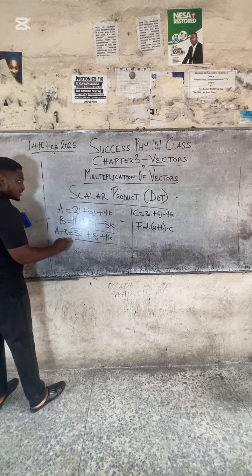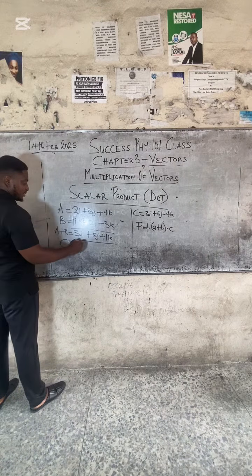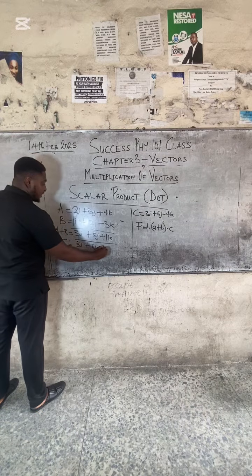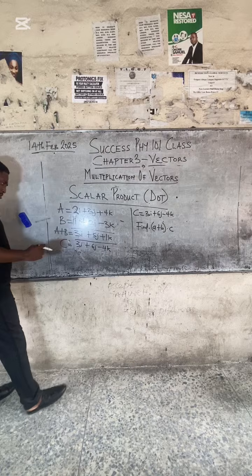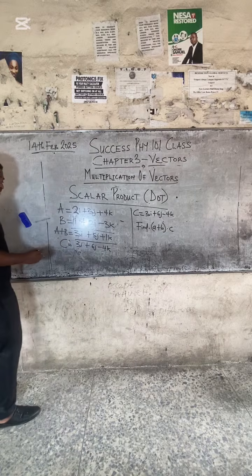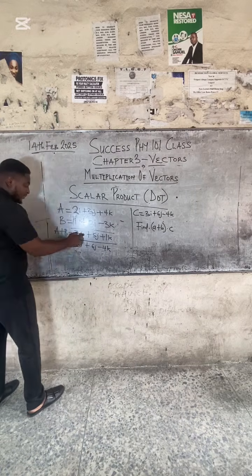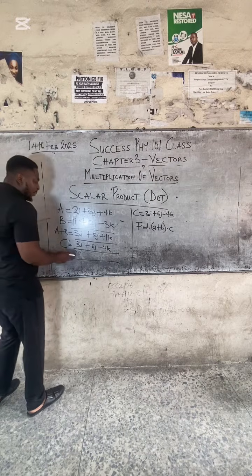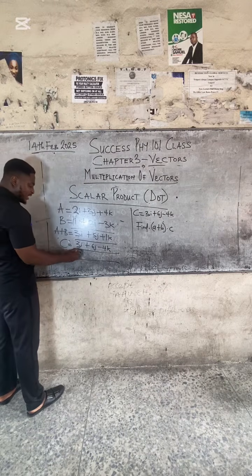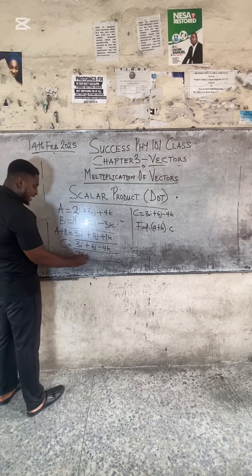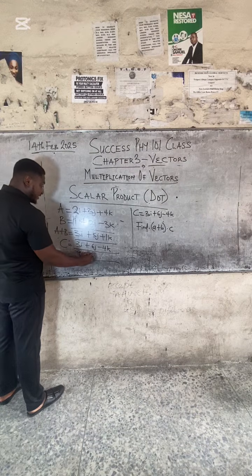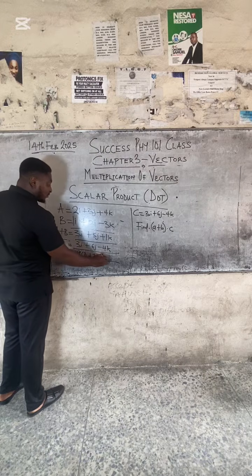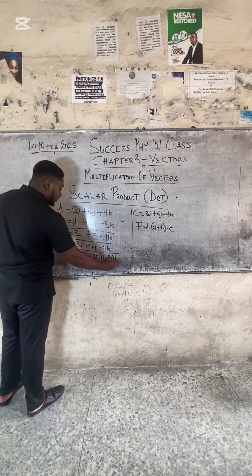Now dot C. Who is C? 3I plus 6J minus 4K. This is C, right? So A plus B dot C means find the dot product between these two. Class, when you're doing dot product, it's not I to I. 3 times 3, 9. I dot I. 5 times 6, 30. J dot J. Plus 1 times minus 4, minus 4. K dot K.